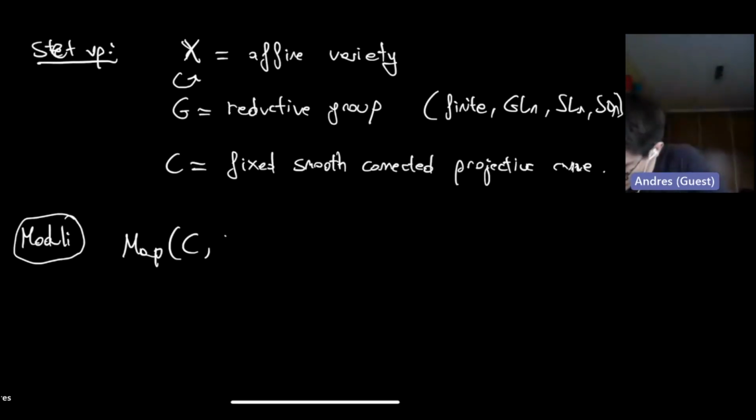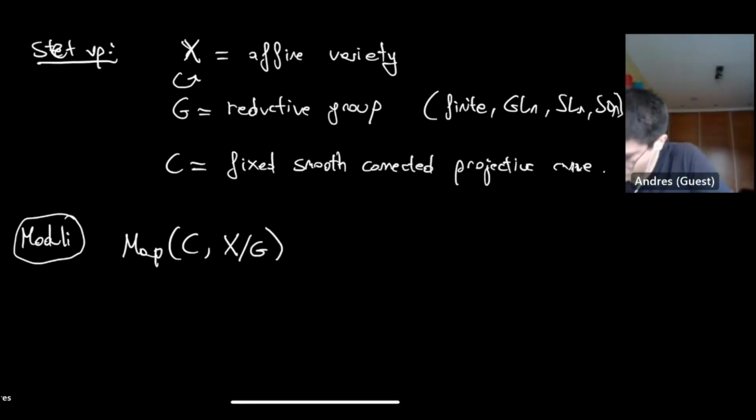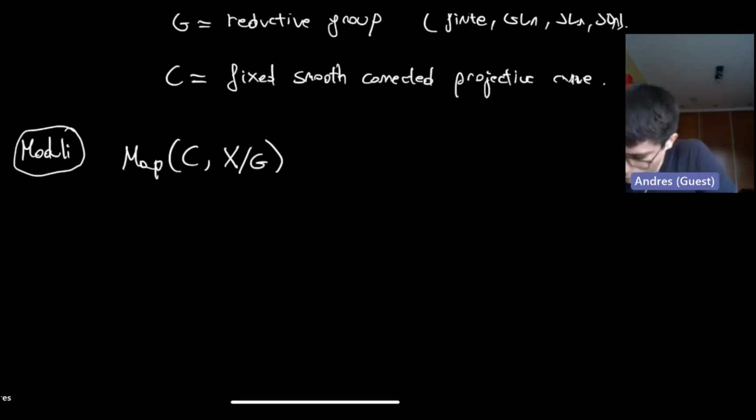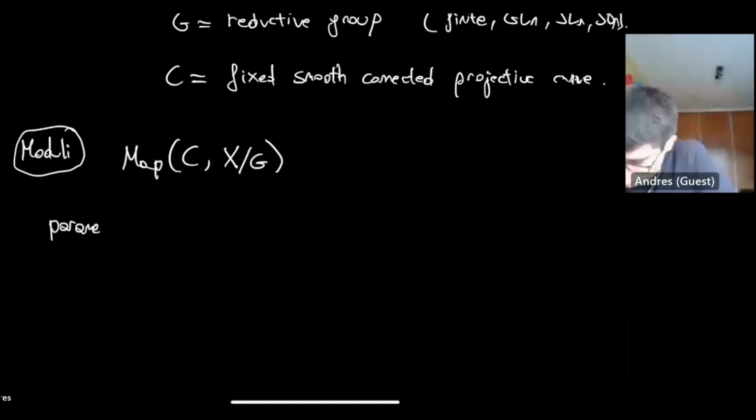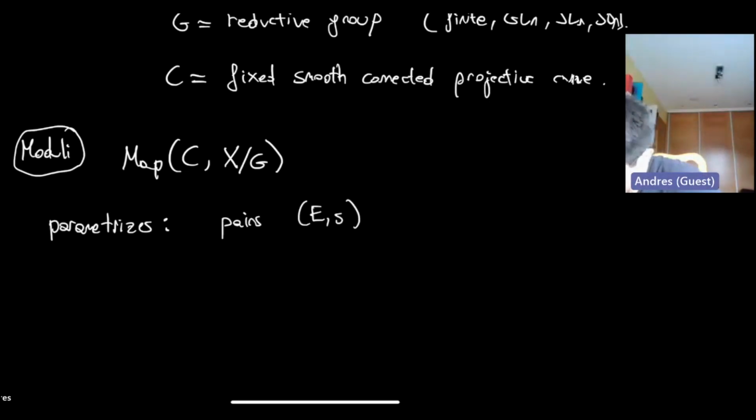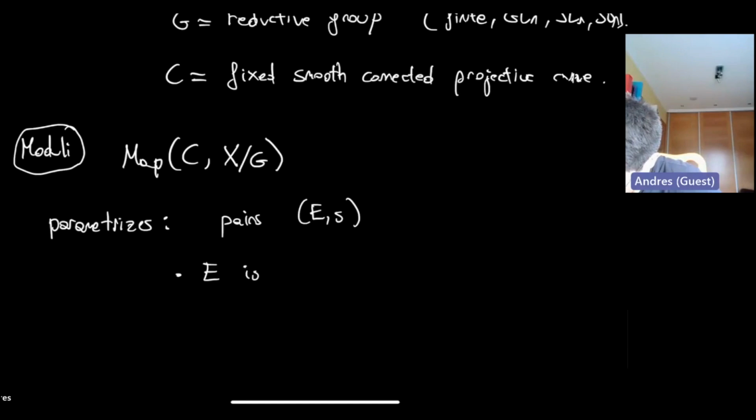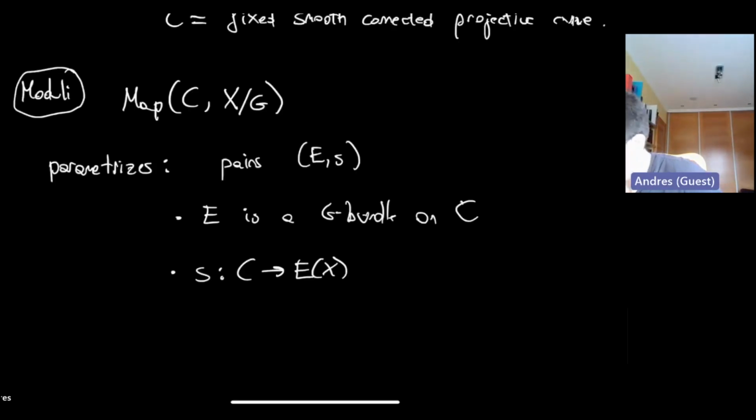So we're going to consider maps from C into the quotient stack X mod G. So this is the main moduli problem that we're interested in. And just to be concrete, this parameterizes the following. It parameterizes pairs (E, s), where E is a G bundle on C, and s is a section of the associated fiber bundle with fiber X.